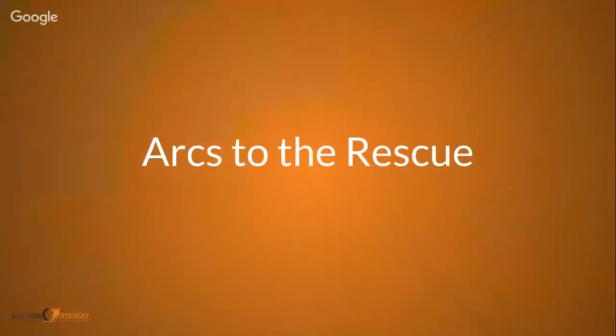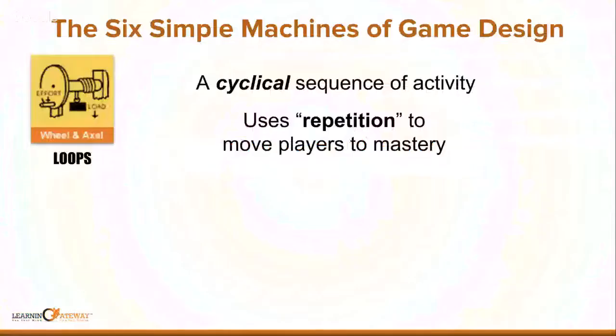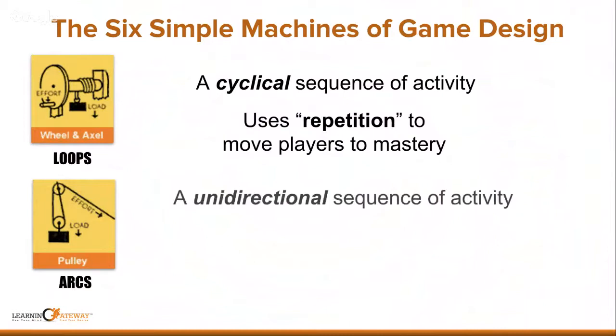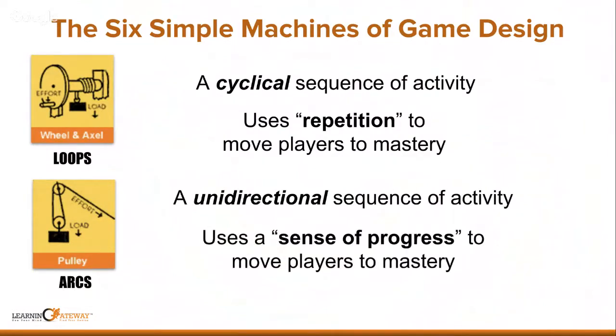So that brings us to the next part, which are arcs. Most important objectives that you have, especially in education, aren't going to be solvable by one loop. And that's why we have arcs. So we have our definition of a loop. An arc, as you may remember from last week's primer, is a unidirectional sequence of activities that uses a sense of progress to move players to mastery.